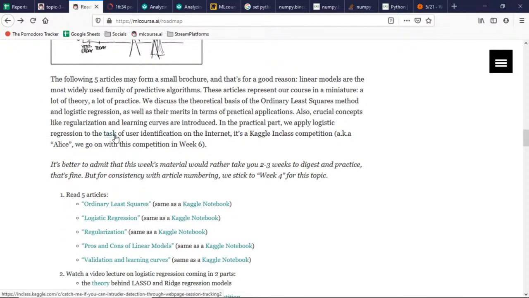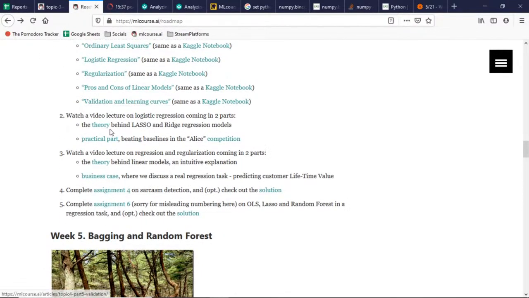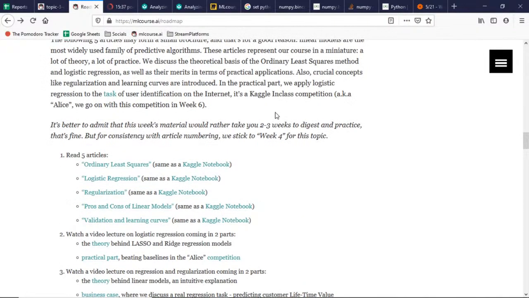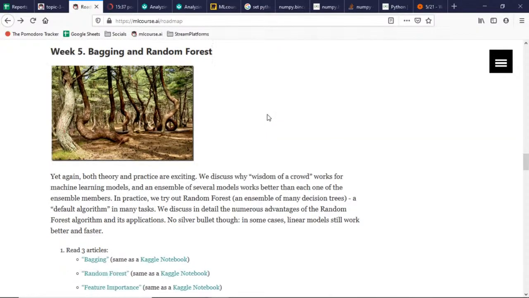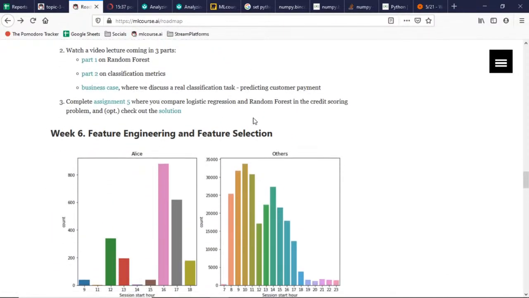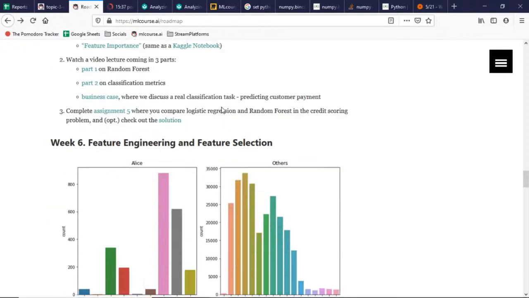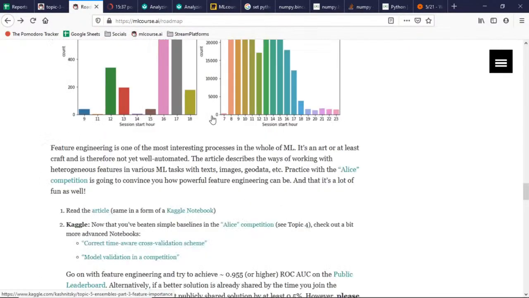In the practical part, we apply logistic regression to the task of user identification on the internet. It's a Kaggle in class competition. Okay, Alice, we go on with this. In week 6, we actually will get not an educational competition, but some sort of more real competition on Kaggle.